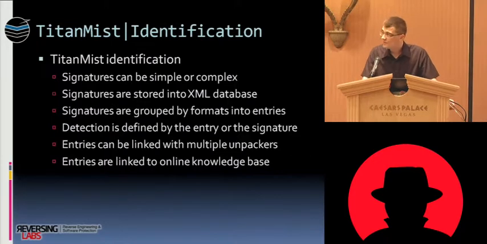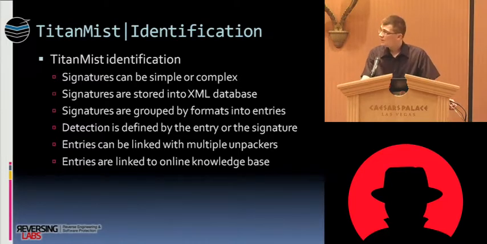Now, the identification part is the first part of the TitanMist project, and it is very important because since we are building a specific unpacker for a specific file format, we need to know which format it is and which version it is. So these signatures are laid out in a database, and they can be both simple and complex. They are grouped into entries, so as I said, you can have multiple signatures for a single file format because there are different versions and packers evolve over time.